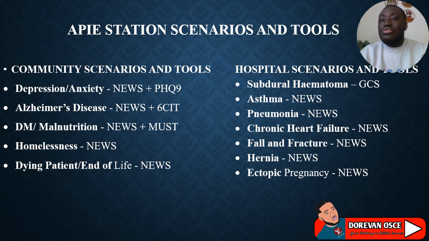If you get a condition like subdural hematoma, you complete the GCS chart. The GCS chart is the Glasgow Coma Scale chart. And then if you get conditions like asthma, pneumonia, chronic heart failure, fall and fracture, hernia, ectopic pregnancy, which might be in a pre-op or post-op situation, you'll be asked to complete only the NEWS chart. That's the National Early Warning Score chart.